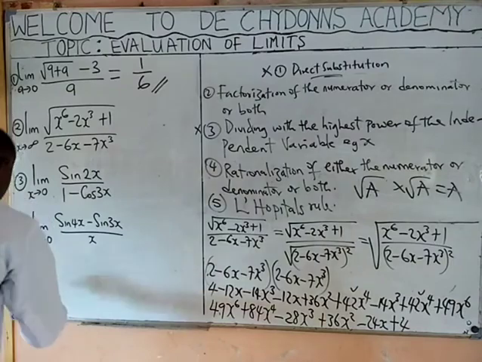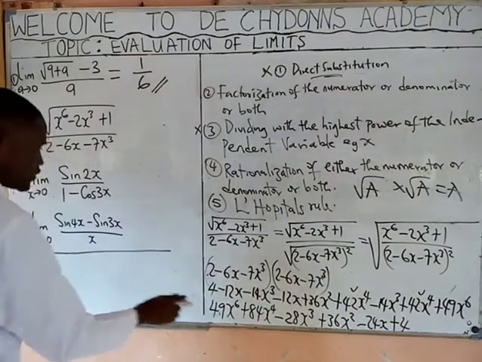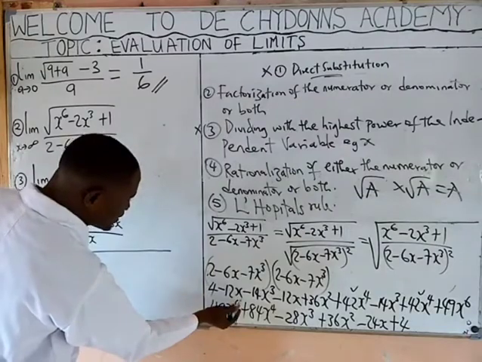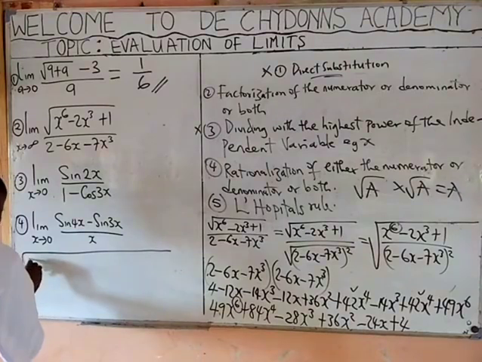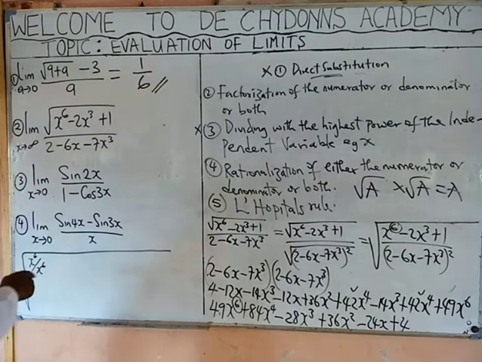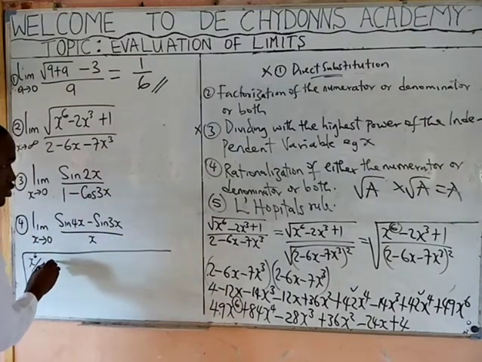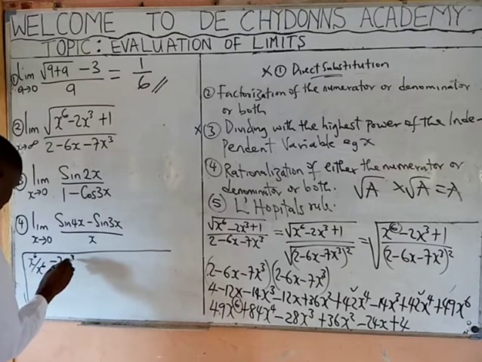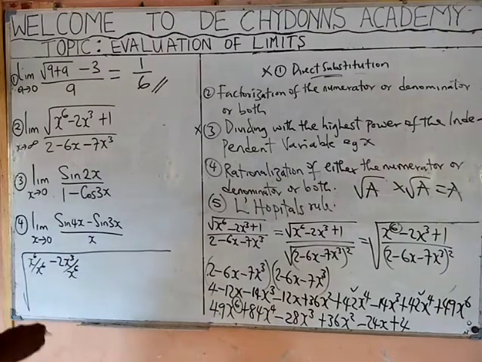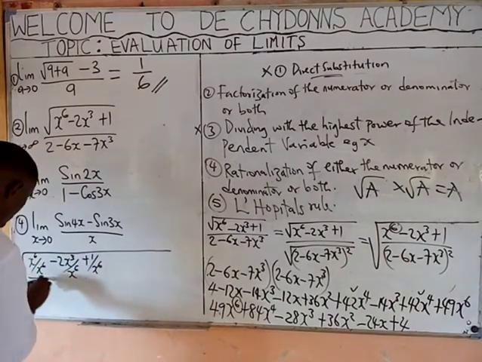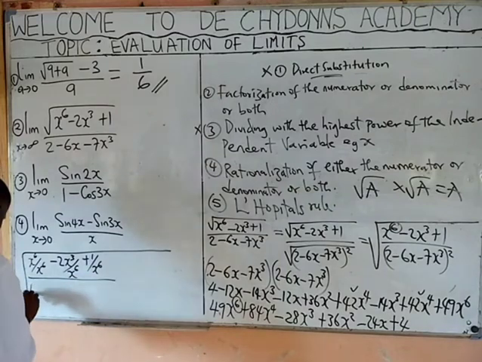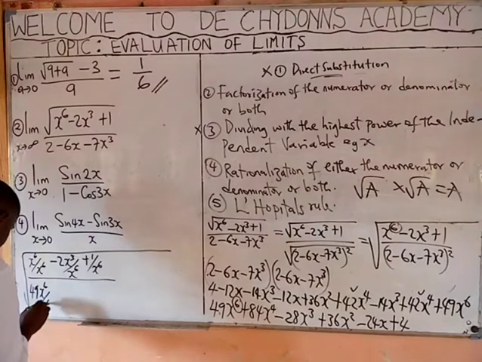Now see what we do now. From the expansion of this, we have that the highest power is 6 here, and the highest power here is also 6. You say x raised to the power of 6 all over x raised to the power of 6. Use the highest power to divide everything. Minus 2x raised to the power of 3 all over x raised to the power of 6 plus 1 all over x raised to the power of 6 all over 49x raised to the power of 6 all over x raised to the power of 6.